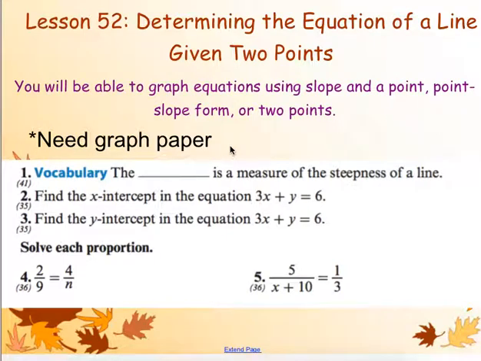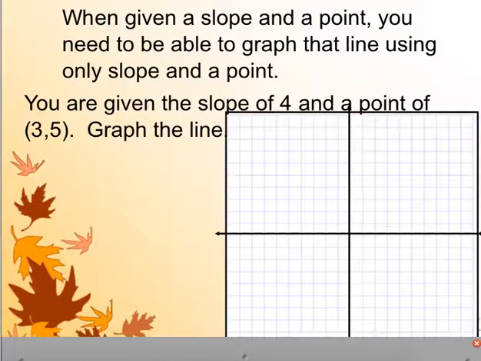Algebra 1 Lesson 52, we are looking at figuring out the equation of a line if we are just given 2 points. So, we're going to be using a lot of different formulas today for this, but first let's make sure that we can graph our lines just given a slope and a point on the line. Normally when we do this, we are given the slope and the y-intercept, and we always start with the y-intercept and use the slope.